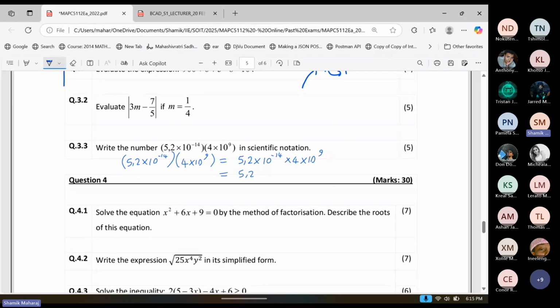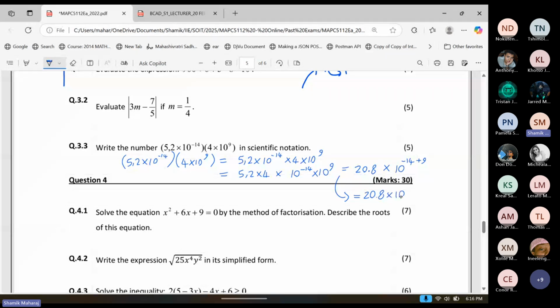So anything which is not a base 10 number, I will move to the left. Anything which is a base 10 number, I move to the right. And now we can simply use exponential rules. The 5.2 and the 4 on the left, we can just simplify that using calculators or using our brain if you are sharper than me. Right, that is 20.8. That's the 5.2 times 4. And on this side here, we have 10. The minus 14, which is a power, and the 9 will simply add together because 10 is a common base. Right? So from here, it becomes straightforward.